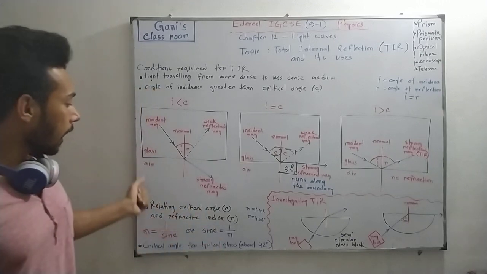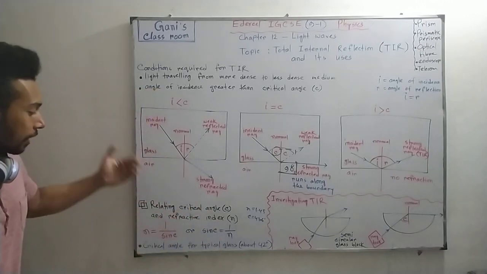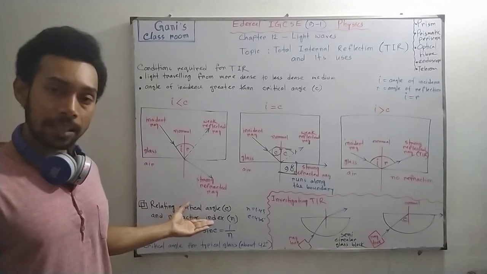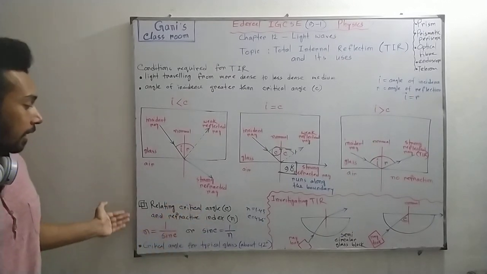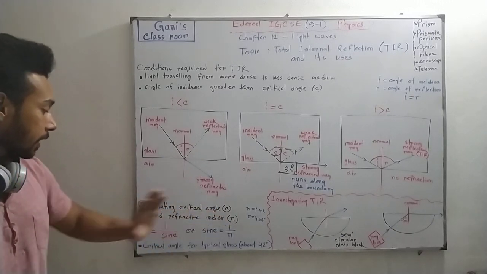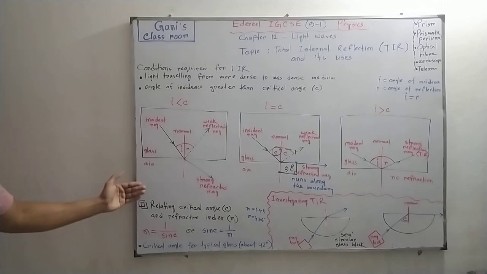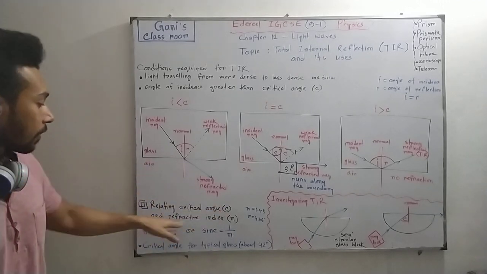Okay, now we will build up a relation between the critical angle and the refractive index. Okay, relating critical angle and refractive index. There is a relation between the critical angle C and the refractive index n.